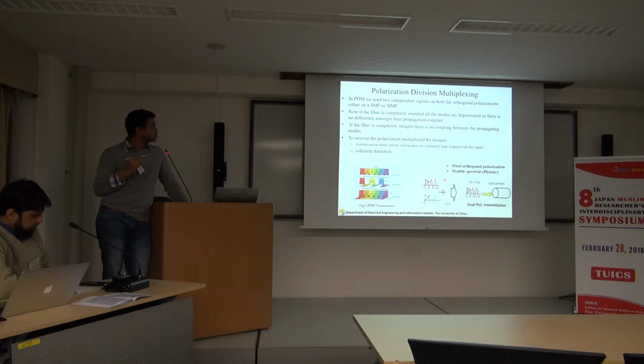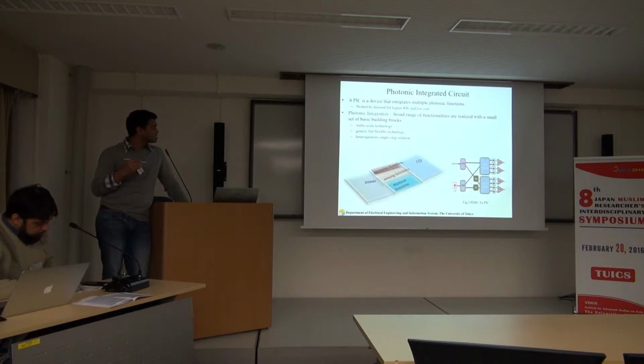This is polarization division multiplexing. So you have an optical fiber or a waveguide on a crystal, and then you can send two modes, TE and TM, at the same time. So you have a doubling of your data capacity.